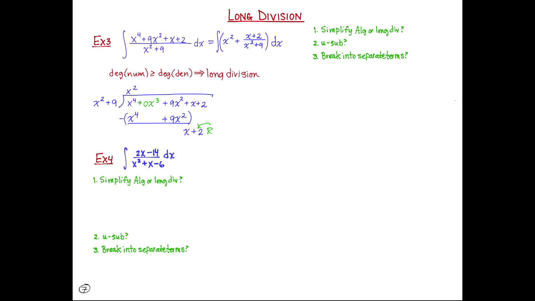Now, the x squared, we know how to integrate, but x plus 2 over x squared plus 9, let's go back to the beginning. Can we simplify this algebraically? No. Can we use long division? No, because the degree of the numerator is less than the degree of the denominator. U sub? It looks a lot like a u sub, but because of that plus 2 in the numerator, u sub won't work. So let's try breaking the x plus 2 over x squared plus 9 into separate terms.